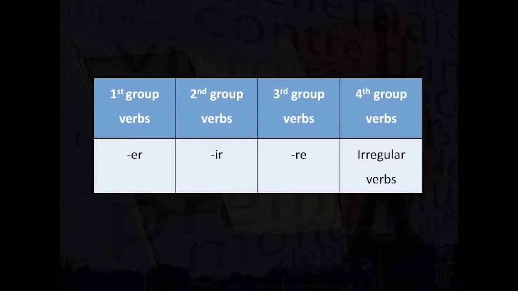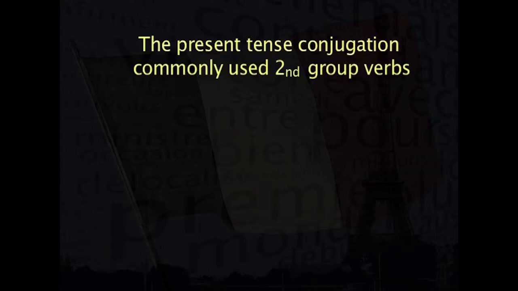Each of these groups of verbs has its own rules of conjugation, and each verb within that group follows the same conjugation pattern. Only the 4th group is an exception. All the verbs classified under this group are irregular because they don't have a standard conjugation pattern. In this lesson, we will focus only on the second group verbs, that is, those verbs that have IR ending. I will explain the present tense conjugation with a few commonly used second group verbs.